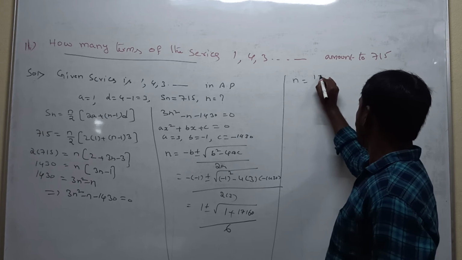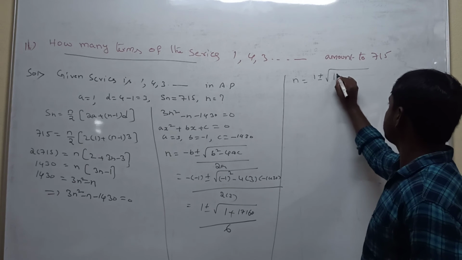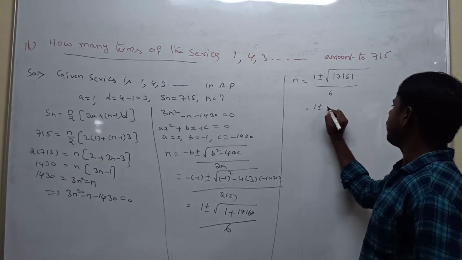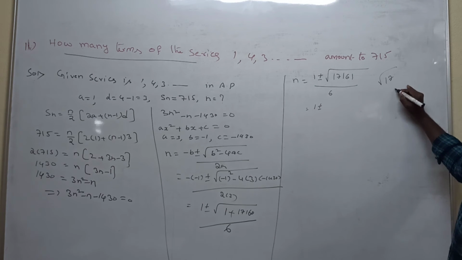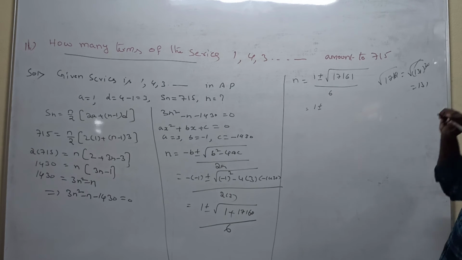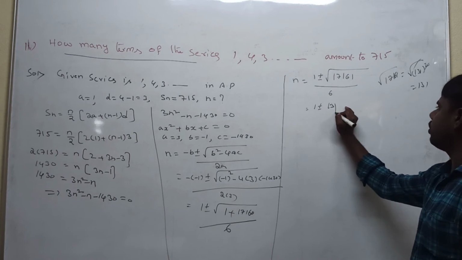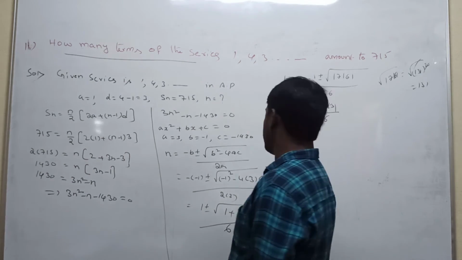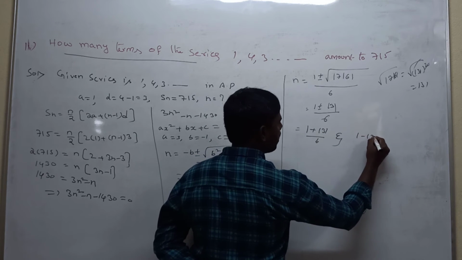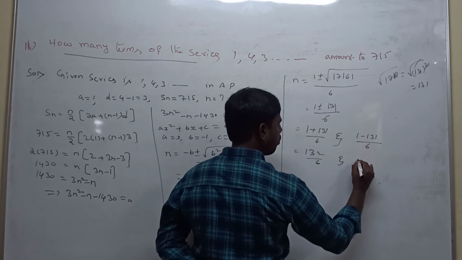n is equal to 1 plus or minus square root of 17,160 plus 1, that is 17,161, divided by 6. Now 17,161 can be written as 131 whole square. The square root gets cancelled, so the square root of 17,161 is 131, divided by 6. Taking individually: 1 plus 131 by 6 and 1 minus 131 by 6, equal to 132 by 6 and minus 130 by 6.